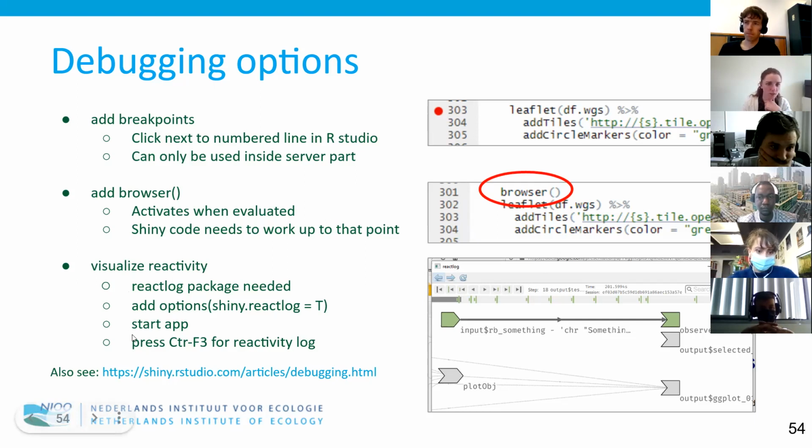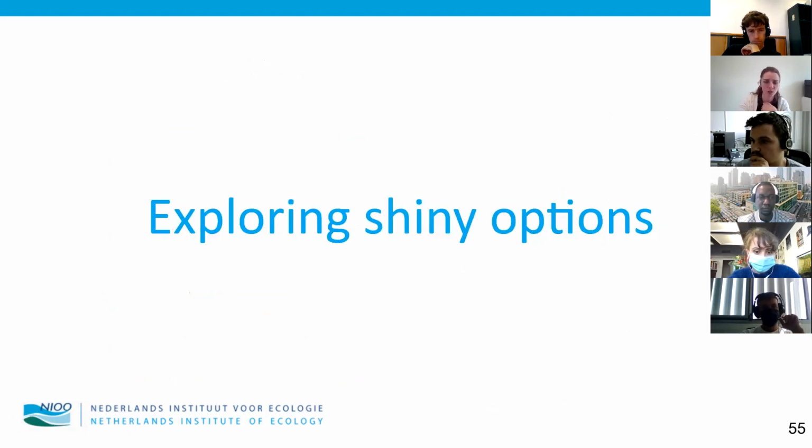And then there's a final option. You can also visualize the reactivity. And for that, you need another package, the reactlog package. And I've added how you can do this also in the exercise app that we're going to look at later. Although I just realized that I have not made a specific exercise about that, but it's just good to know that it's there. And there's also this web page that is really clear on how to debug as well. So if you don't understand this right now, that's also a good place to look for more information.